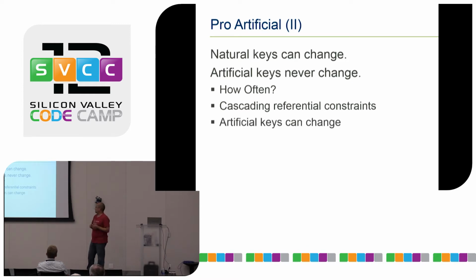And the last thing is that artificial keys can change, and they usually change when it hurts most. I'm sure, has anybody here tried to merge two databases from two separate systems into a single database, and they both have IDs as primary keys?